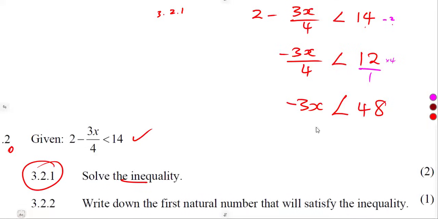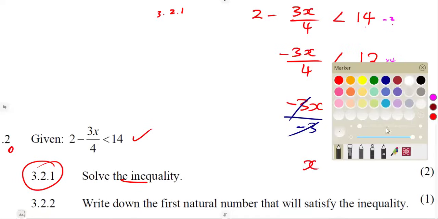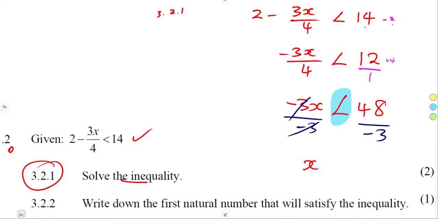We need to find x. This is negative 3x, so divide by negative 3 on both sides. Remember the concept of division by a negative like this: the inequality sign reverses. So negative 3 cancels, that's x, and the sign changes from less than to greater than. That is the concept. 48 divided by negative 3 is negative 16. So x is greater than negative 16. X is bigger than negative 16. That is what it means.